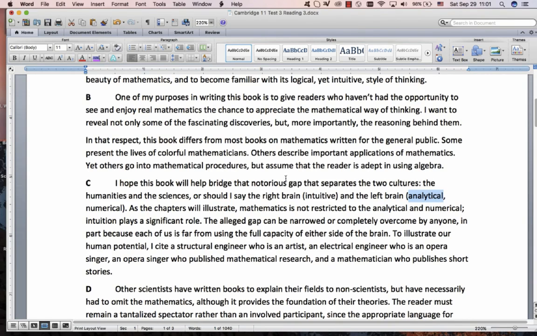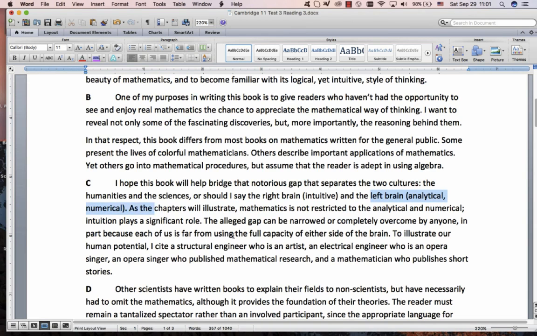So let's read that sentence. This book will bridge the gap that separates the two cultures. Remember, when you see something like this, it's important information. You must go and find those. What are the two cultures? The humanities and the sciences. But, he says, another way of saying it, the right brain, intuitive, the left brain, analytical, numerical.